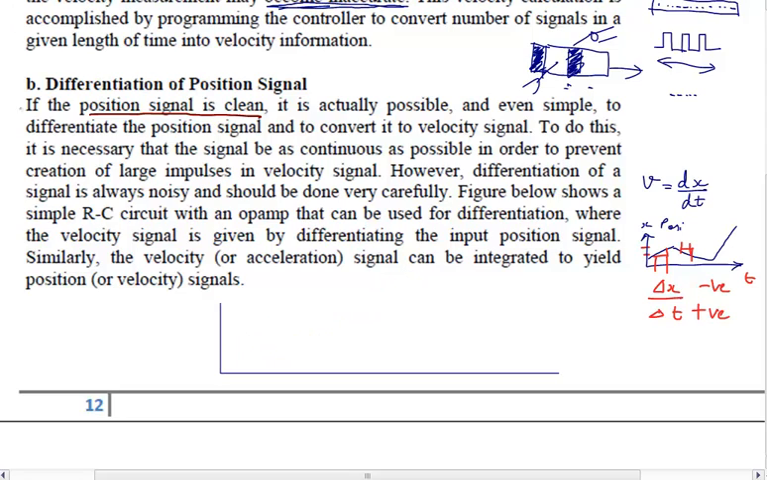Okay, let me redraw it. So I am not drawing a straight line up, I am drawing a spiky signal. Previously it was a very smooth clean signal. Now it is not a very clean signal, it is a spiky signal.